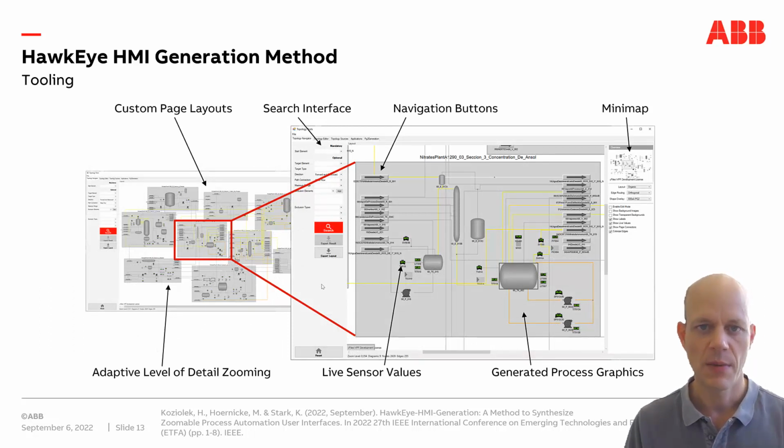We also implemented the method in a prototypical software tool based on .NET. So it's a desktop application, and you see here you can display process graphics inside this notation. These graphics are generated. We have live sensor values displayed. We have navigation buttons to move between different screens seamlessly. There's a minimap to visualize the entire topology in a small area to very quickly switch between screens. We have an adaptive level of detail zooming, which I will show you in a minute.